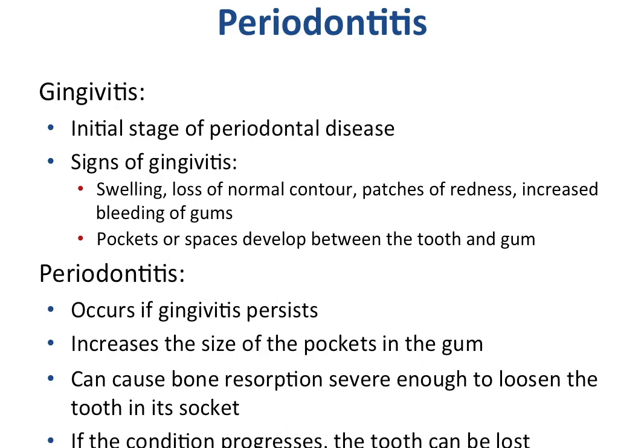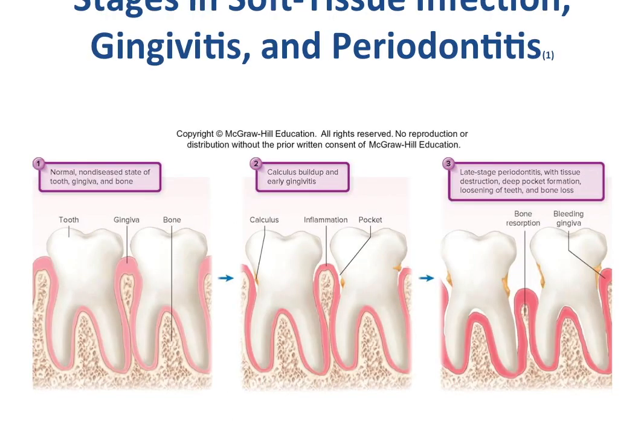If the gingivitis persists, the patient has periodontitis. The patient has increased pockets in the gum and bone resorption. The teeth are loosened, and eventually the teeth will be lost.